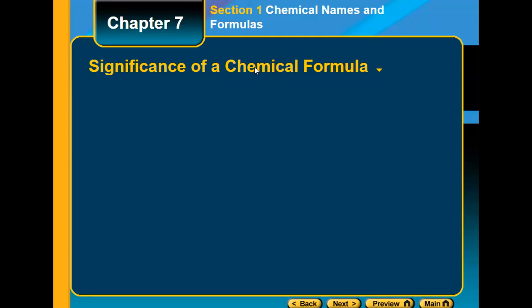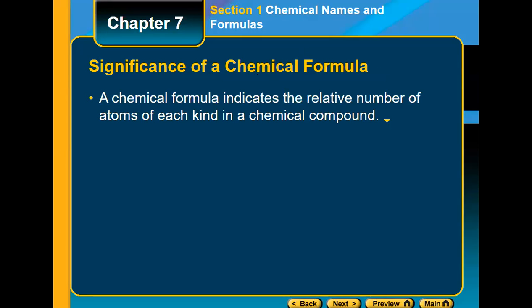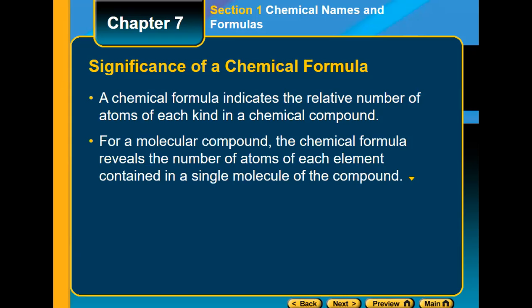A chemical formula just represents the kind of atoms and how many atoms are involved in the compound. So a chemical formula indicates the relative number of atoms of each kind in a chemical compound. That means what the elements involved in this compound are, and how many of them there are. In the case of molecular compounds, that means compounds whose atoms are bonded by covalent bonds, the chemical formula reveals the number of atoms of each element found in each molecule.